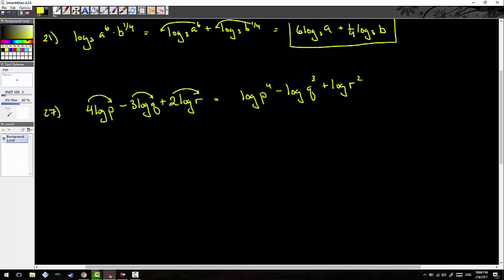So from here, a couple of things are at work. I've got 3 logarithms, 2 of which are being subtracted, 1 of which is being added. So what I can do is consolidate this into one logarithm of a P to the 4th up top, divided by a Q on the bottom, since they're being divided, and an R squared on the bottom. And that's as far as you need to go.